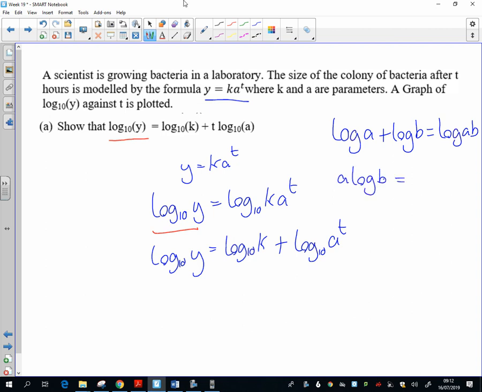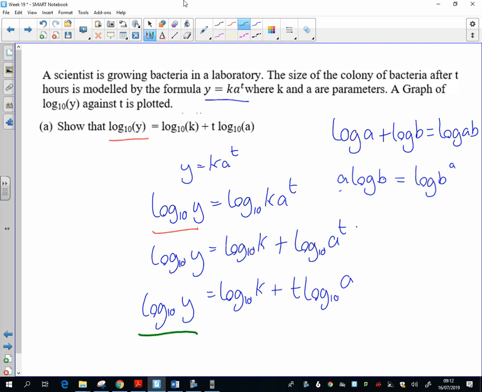And then I'm going to be able to use my power law, which says that if you've got a coefficient in front of a log, that can be brought up as a power. So again, I'm going to use that in reverse and basically bring that power of t down as a coefficient. Okay, and then if we look back to what we were trying to prove, we've got everything exactly as they want it.